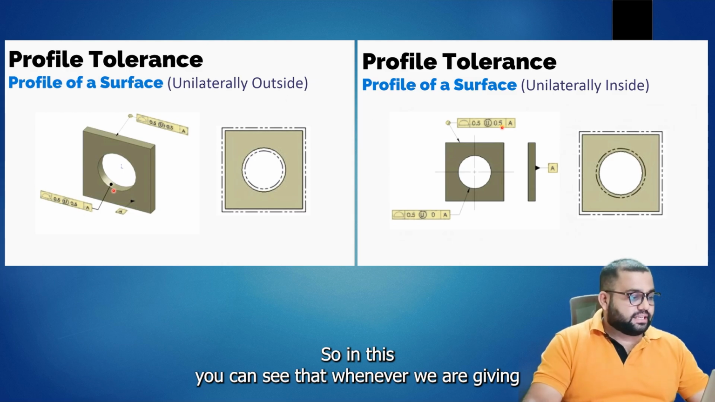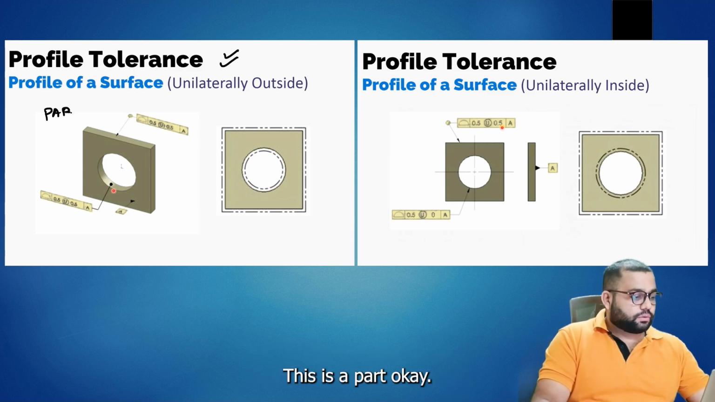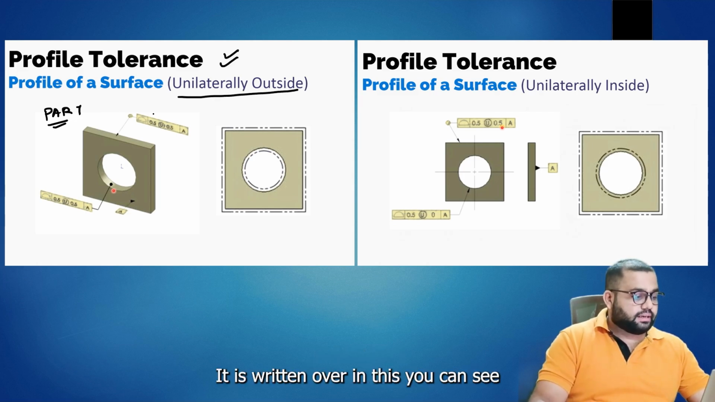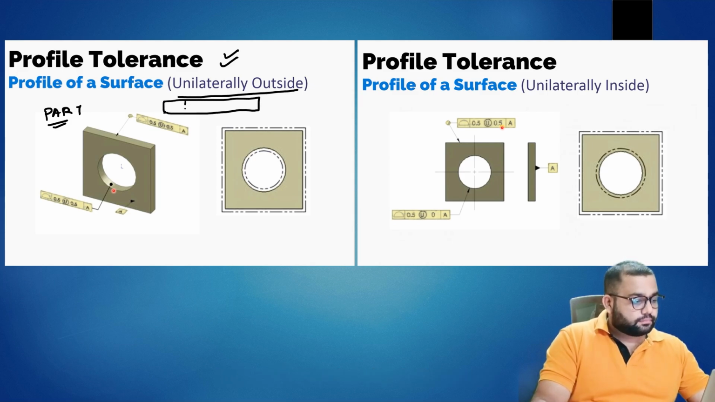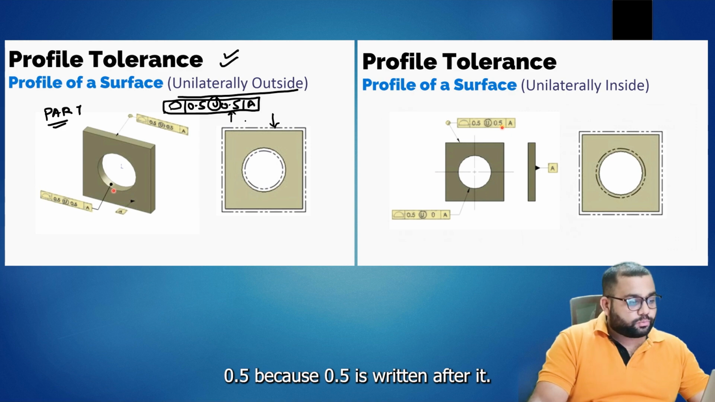So in this you can see that whenever we are giving unilaterally outside modifier, let's say this is a part. In this part we have given unilaterally outside. So the tolerance zone is written over in this. You can see this is the feature control frame. It is written 0.5 mm U, 0.5 mm, A datum. So in this case, it is saying that this tolerance is outside 0.5 mm because 0.5 is written after it. Okay. So this is the outside case.